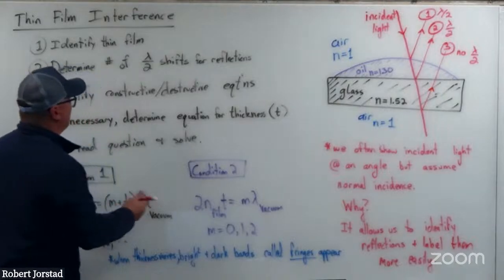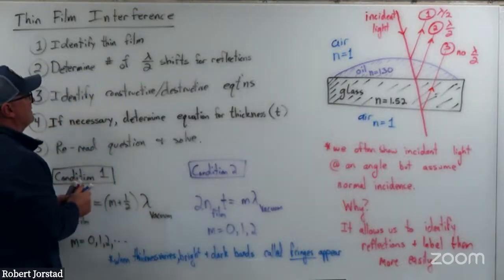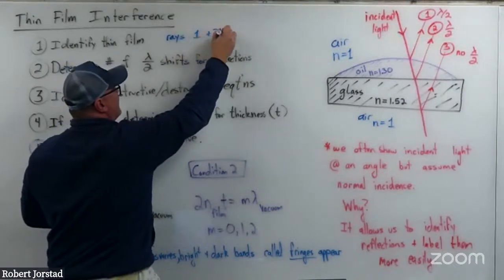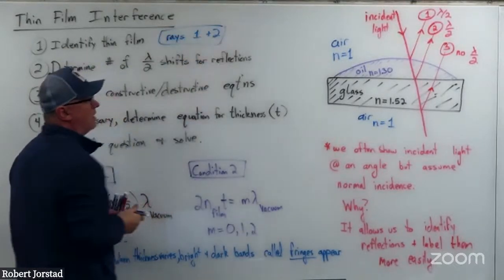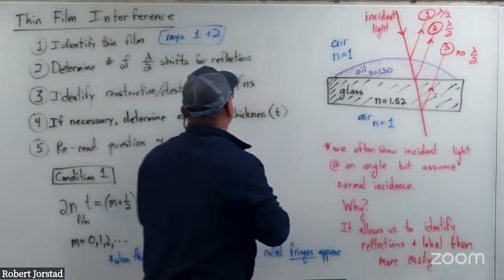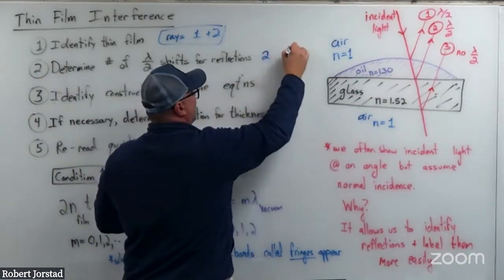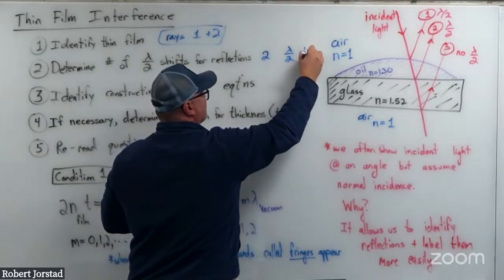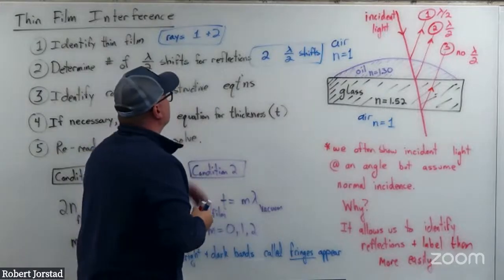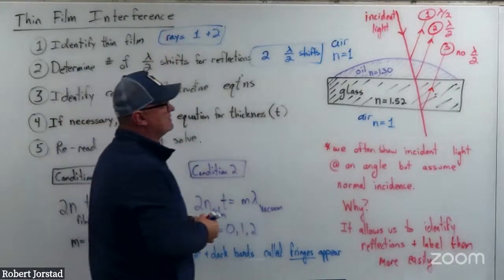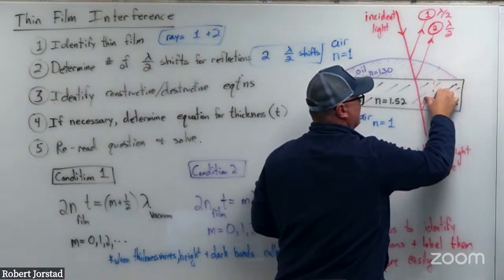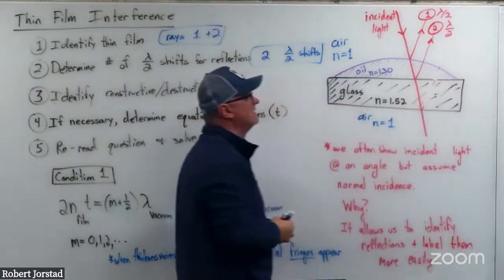Rays 1 and 2 are the two reflections that we care about for our thin film. We have 2 lambda over 2 shifts. Okay, so in this case, all we care about are rays 1 and 2. I could now erase this one because it has nothing to do with the thin film. We don't want that to distract us.